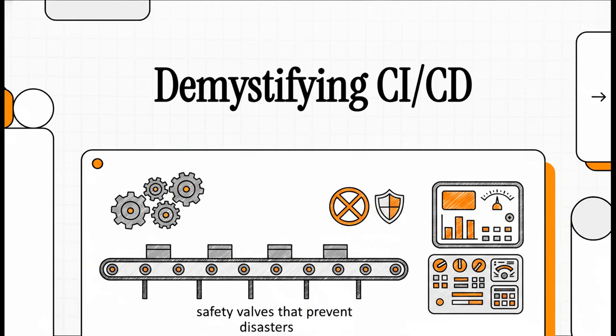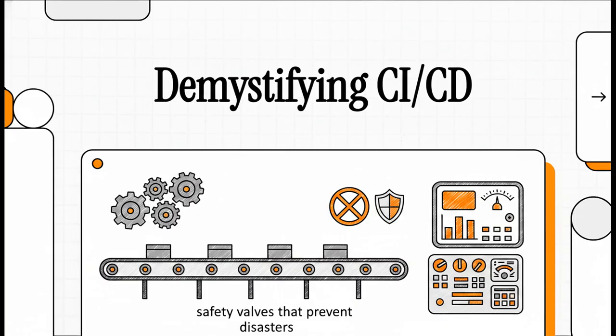Welcome to this explainer. If you've ever wondered how modern tech giants just update their apps seamlessly without the whole system crashing down, well, you are definitely in the right place. Today, we're demystifying the absolute core engine of modern software development, the CI CD pipeline. We're going to navigate the entire software delivery lifecycle by thinking of it like a highly optimized factory assembly line.